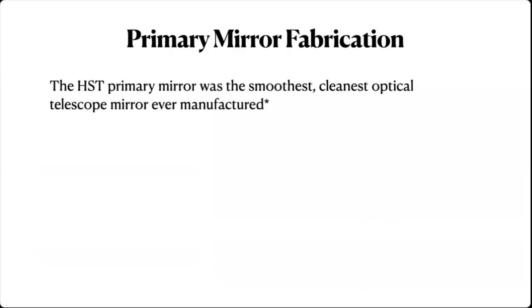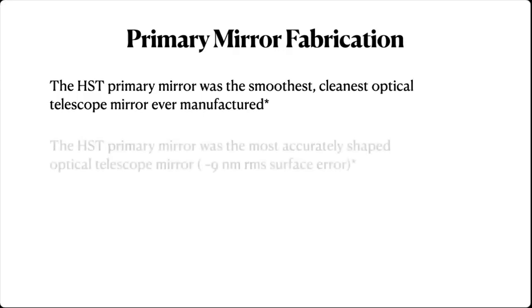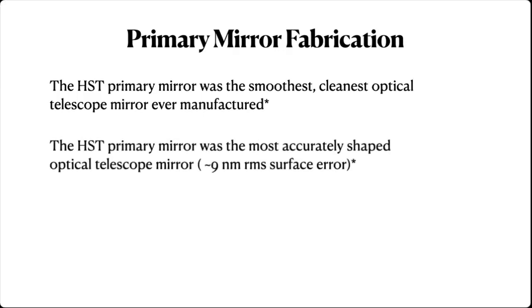So, as Steve mentioned, the Hubble primary mirror was the smoothest, cleanest optical mirror ever manufactured. It was the most accurately shaped optical telescope mirror. However, I did include this caveat. I believe that was true at the time it was fabricated, which was somewhere in the late 80s. Okay, so we're 35 years ago. I don't know in that intervening time if that's still the case. Wouldn't surprise me if it was, but it was certainly at that time.